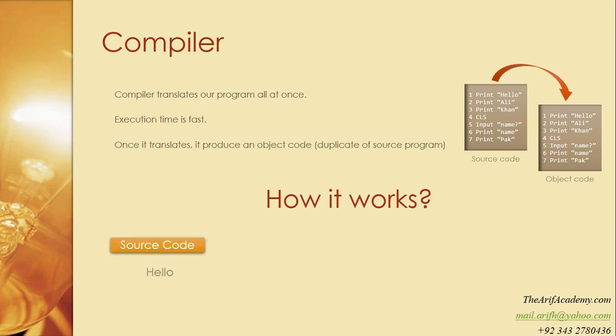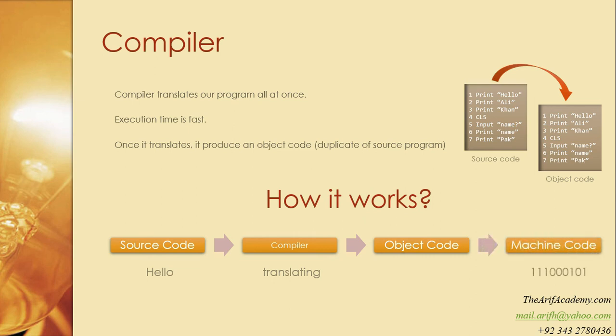Now let's see how it works with the help of a diagram. Let's say I have a code which is hello. If the programmer writes a code, it is called source code, which is the original code. Now I'm going to send the code to the compiler. The major responsibility of the compiler is translation. So it is translating the code. What it will do is first create the object code, which we have already seen. The object code is actually the duplicate of our original source code. And then it converts the natural language code into machine language code. So this is how a compiler works.